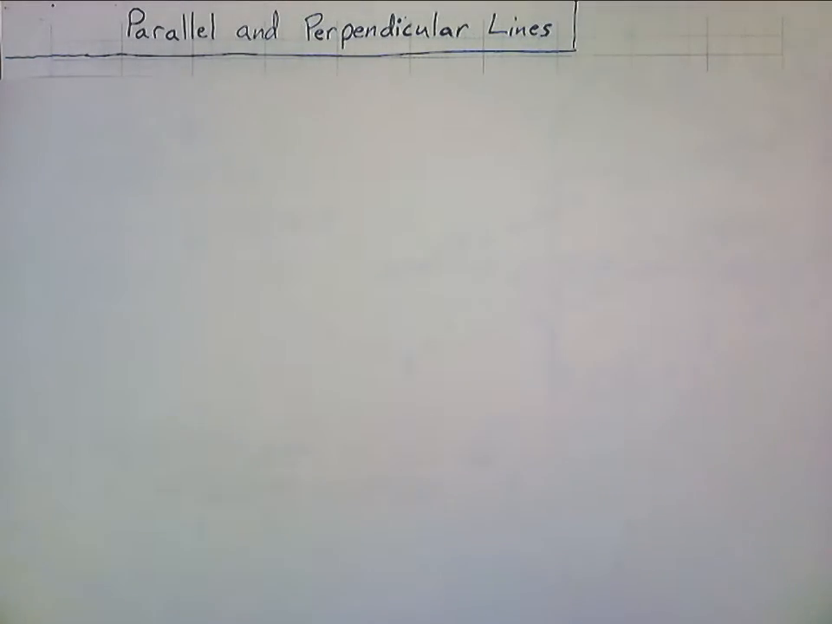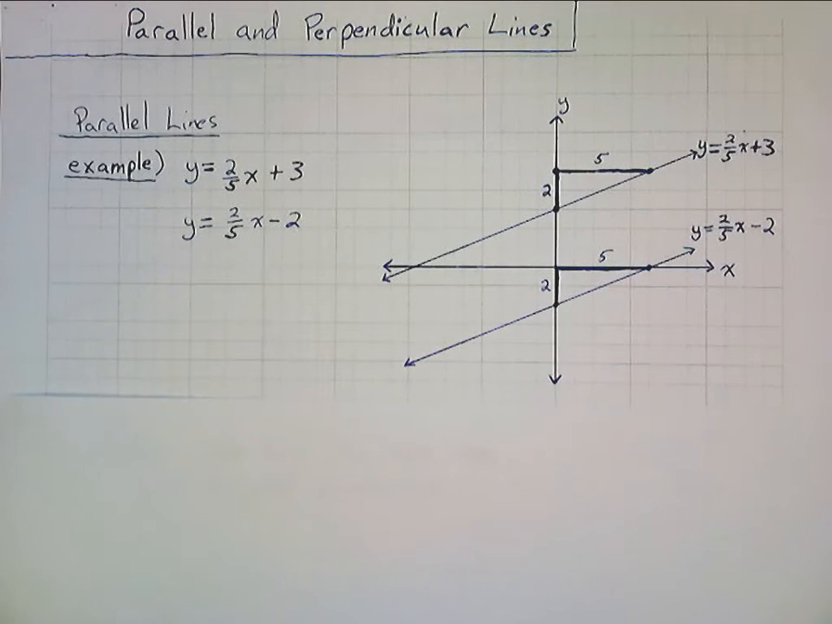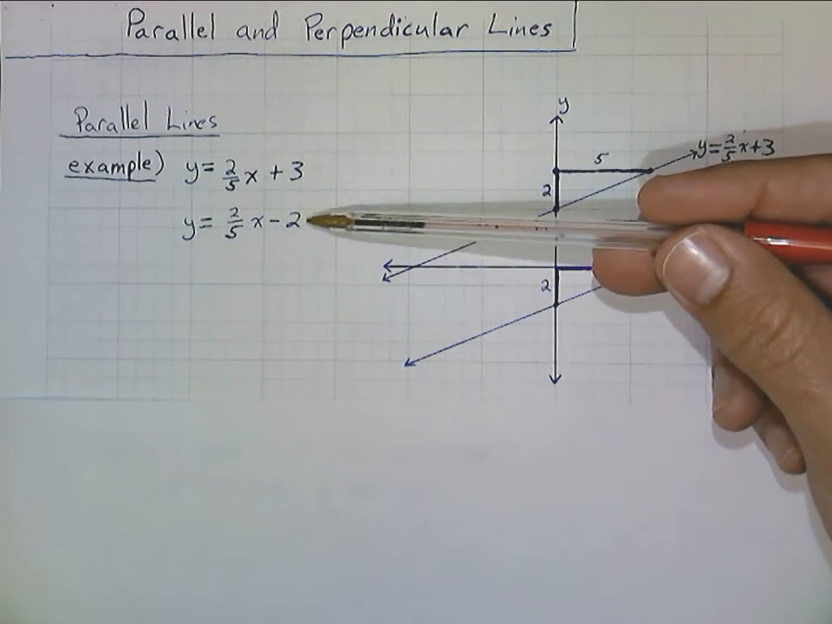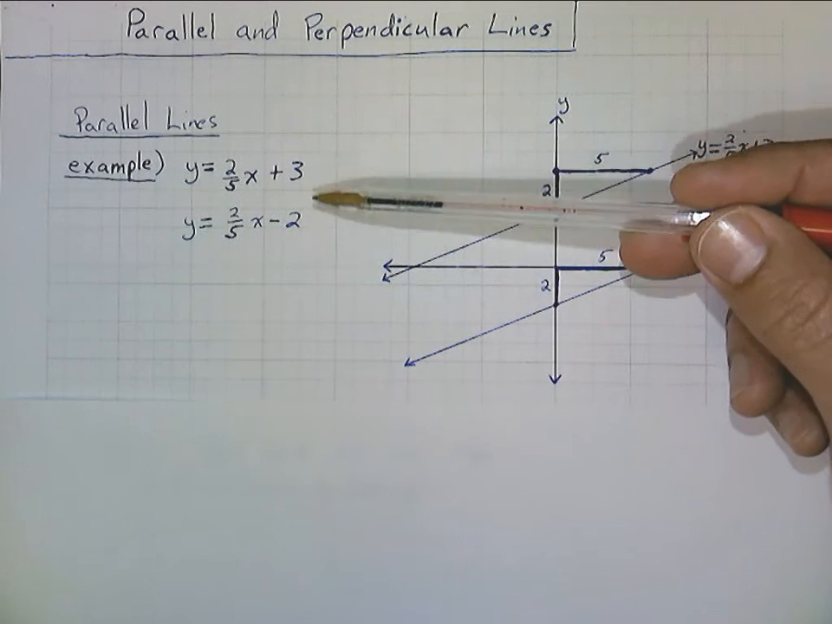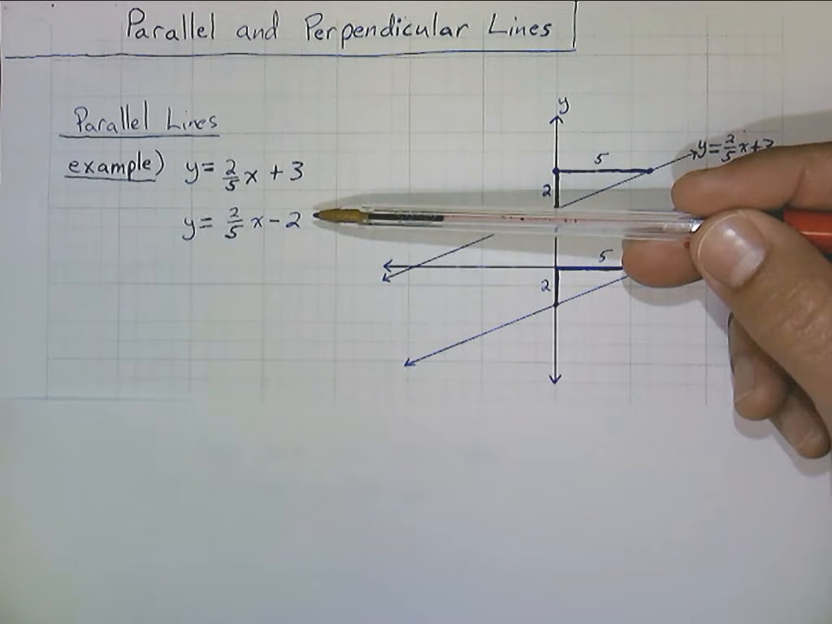Today we're going to be talking about parallel and perpendicular lines. Starting off with parallel lines, we're just going to look at a quick little example. We have these two lines, y equals 2/5 x plus 3, and y is equal to 2/5 x minus 2. These are both in slope-intercept form, and so they're really easy to graph.